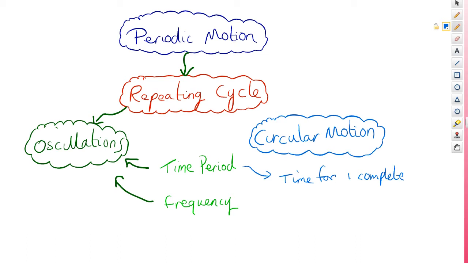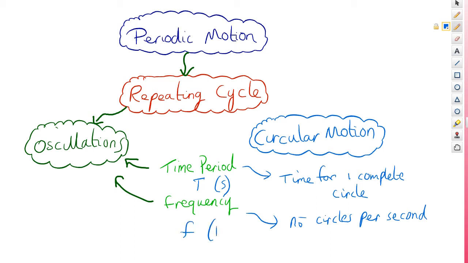So that makes sense. And just like with oscillations, it's given the symbol T, and of course it's measured in seconds as the SI unit. And the frequency of circular motion is the number of complete circles that the body goes through per second. And just like frequency for an oscillator or a wave, it's measured in hertz. So it's given the symbol f and it's measured in hertz.